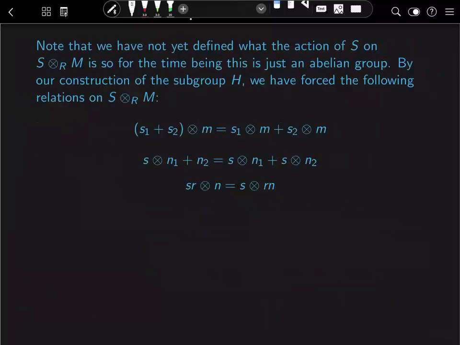Now we have not yet defined the action of S on S tensored with M. So for the time being, this is just an abelian group. And in this abelian group, by the construction of the subgroup H, we have forced the following relations on the tensor product. So we have these three relations on our tensor product.